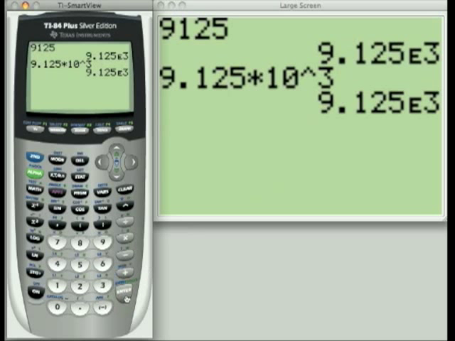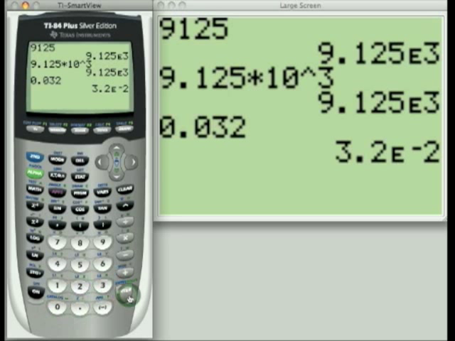So no matter how big or how small the number is, as long as you're in scientific mode, your numbers and calculations will always come out in scientific notation. Let me show you what a decimal would look like. 0.032. Hit enter, and it spits it out in scientific notation. Notice here how the exponent is negative.